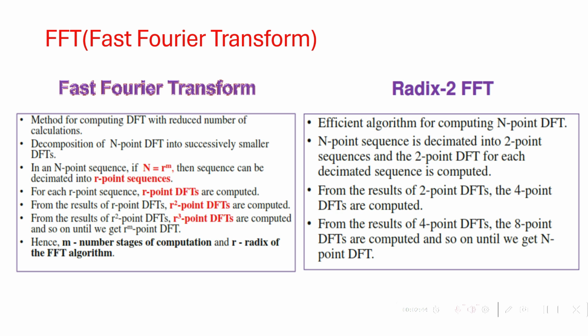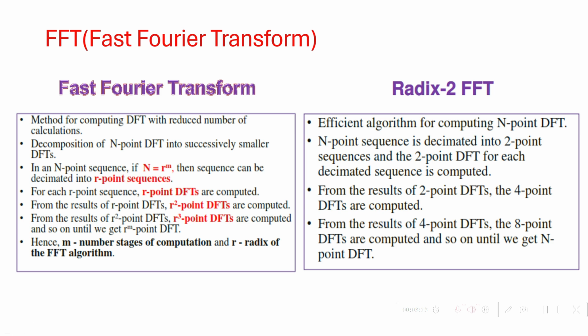First, for each r-point sequence, we compute the DFT. From the result of the r-point DFT, then r square point DFTs are computed. From the result of the r square point DFT, compute the r cube point DFT. This process will be continued until we reach the r power m point DFT. Here m is the number of stages for computation, and r is the radix of the FFT algorithm.